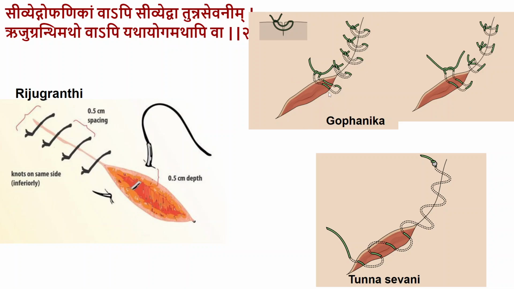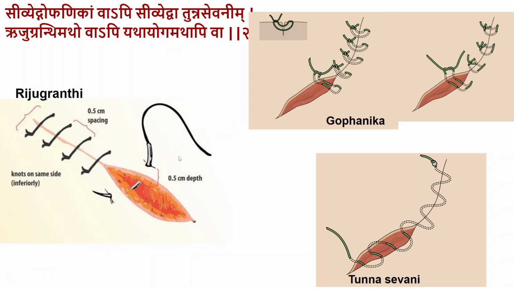These are the ones where the needle moves in two tracks, and one part of the track is hidden below the tissue, and only the two components are seen over the surface. Because of this, it gives the appearance of the hoof of a cow, so it is named Gofanika. Velitaka is a simple continuous suture where you have continuous suturing. And Rujugranthi are simple non-continuous sutures, simple knots, where you insert the needle and there is a single movement of the needle and then suture.